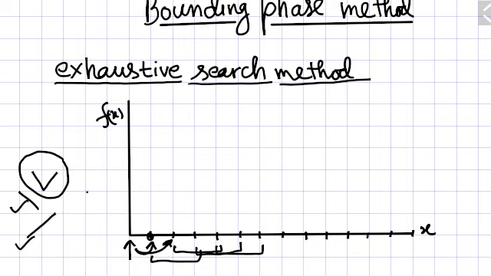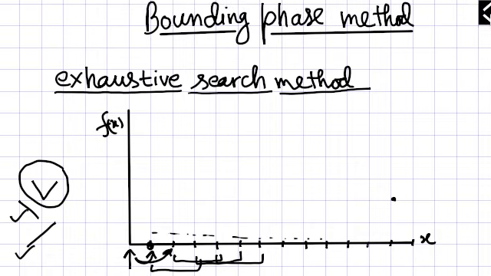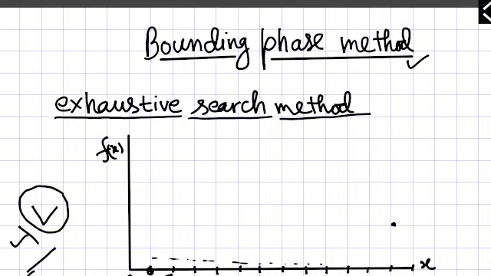So you see here that we are going point after point, and it will take a very long time. If your minimum is here, then you will have to go all the way through all these points. This kind of limitation has been removed in the bounding phase method. So what is this bounding phase method?